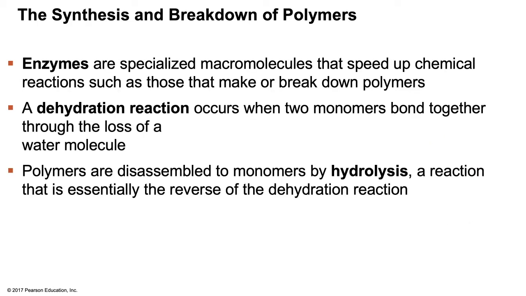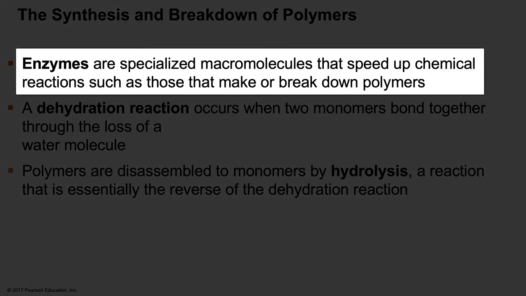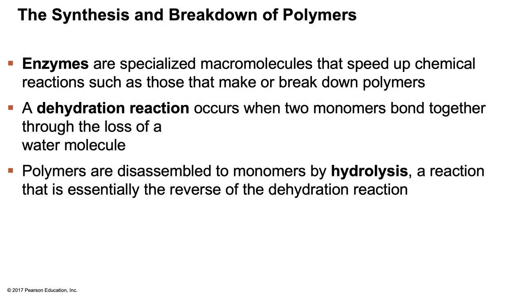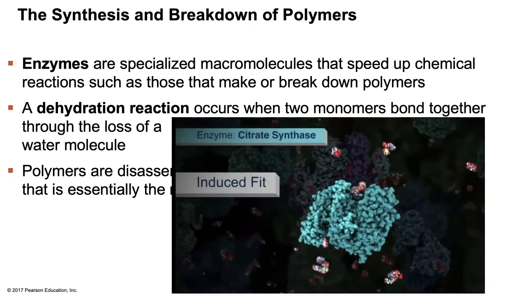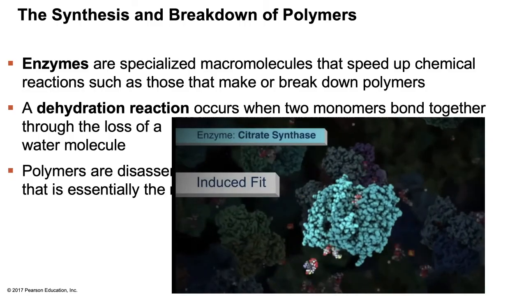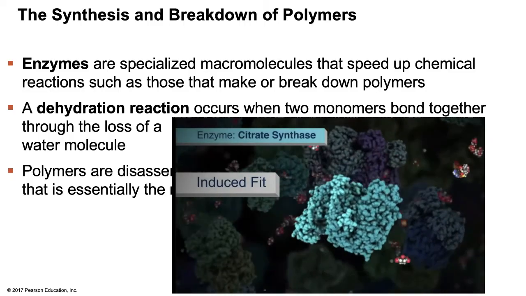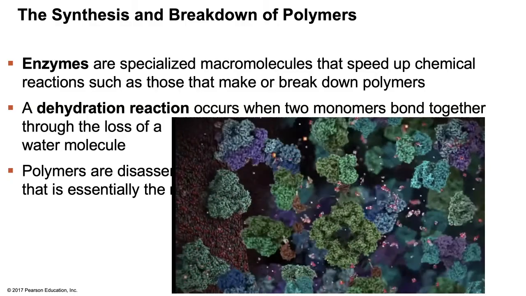So, how do we build these polymers from monomers? Here is your intro to that special group of molecules called enzymes. I'm sure you've heard of enzymes before. Enzymes are specialized macromolecules that speed up chemical reactions, such as the ones that are making or breaking polymers. Enzymes are absolutely crucial to life. Every single organism has enzymes to help speed up the metabolic reactions that are required for life. We will learn more about enzymes in Chapter 8.